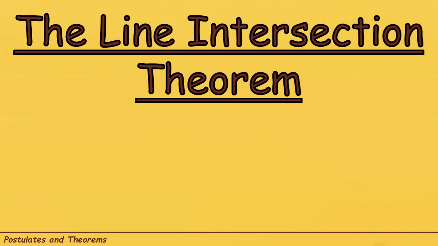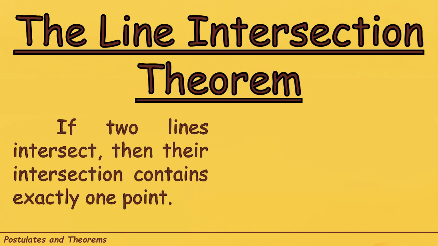Now, we have the line intersection theorem. So ngayon naman is we are now going to proceed to theorem. After the postulates, now the theorem. If two lines intersect, then their intersection contains exactly 1 point. So kung kanina in-explain natin sa postulate na kapag nag-intersect ang dalawang plane, their intersection is a line. Ngayon naman, how are we going to find the intersection if we have two lines? So let's take a look at this given figure.